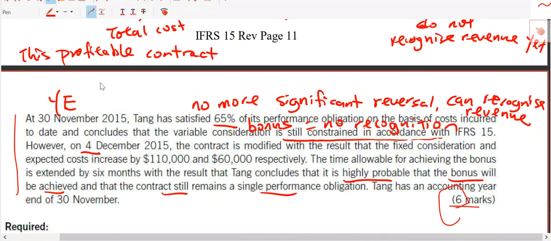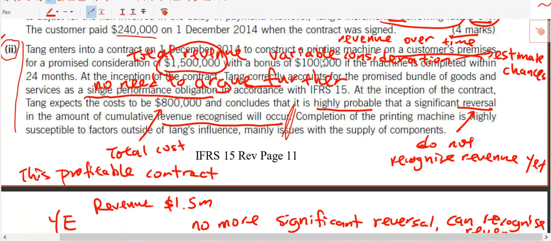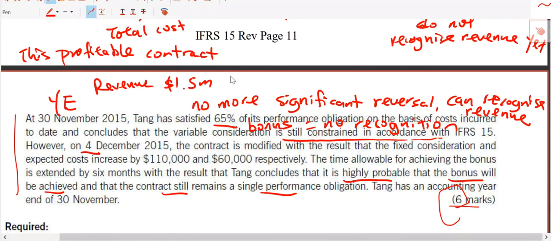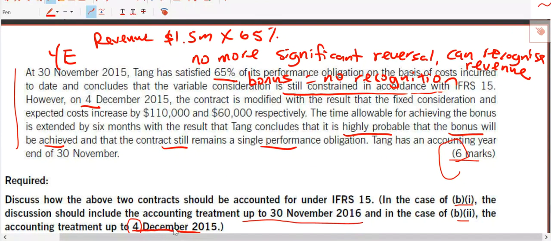So what we can do is we're going to use only 1.5 million, and not include the bonus yet, times 65% completion. Bonus not included. Four days after the year end, where the requirement asks us to extend our discussion to 4th of December, contract modified. So now the total revenue is 1.5 million. Bonus also highly probable we achieve. Okay, so add the bonus.